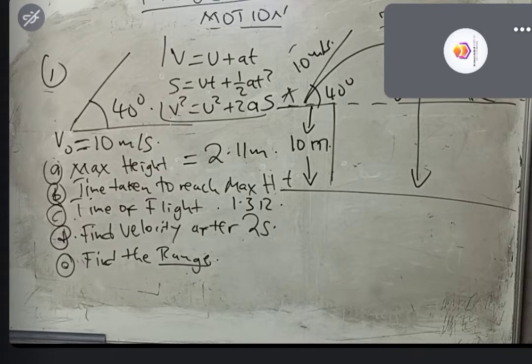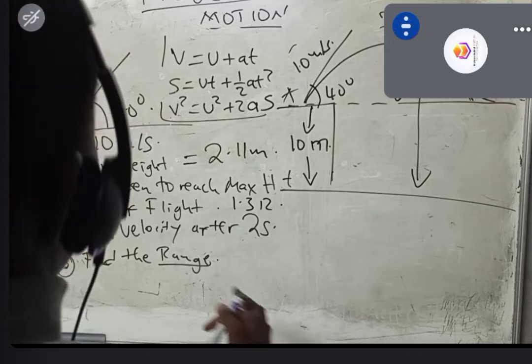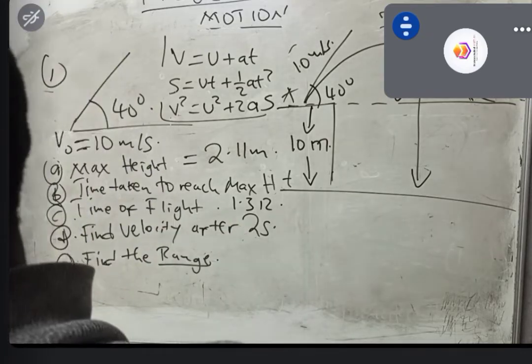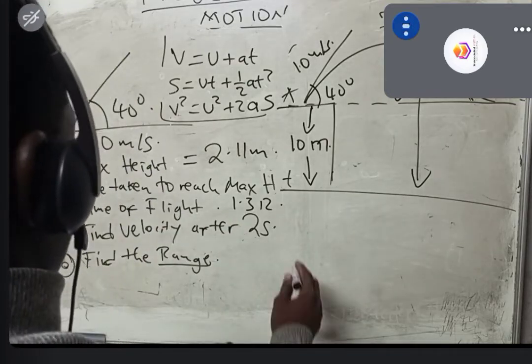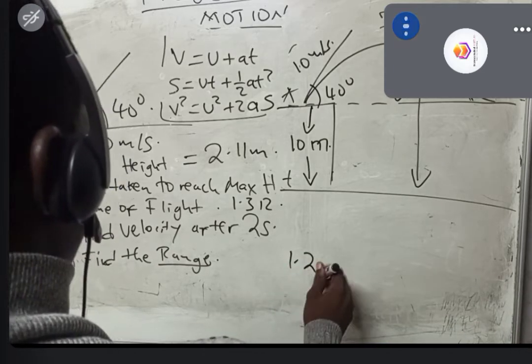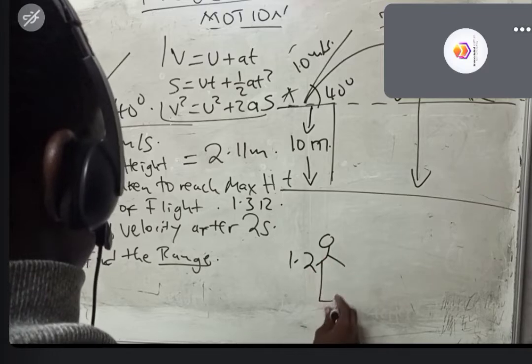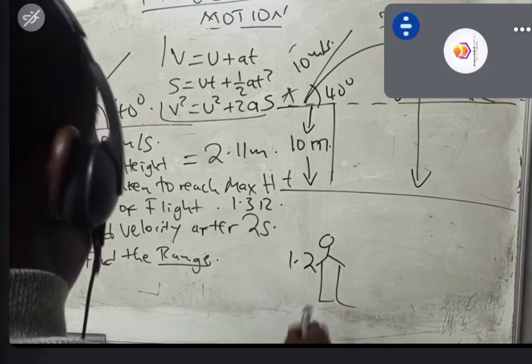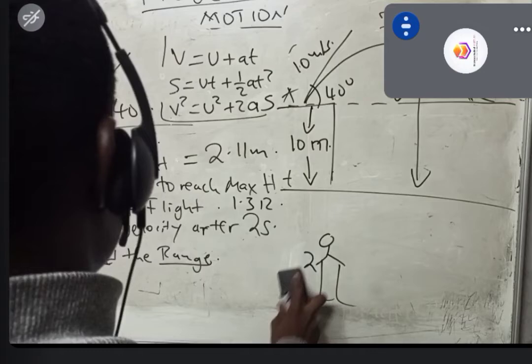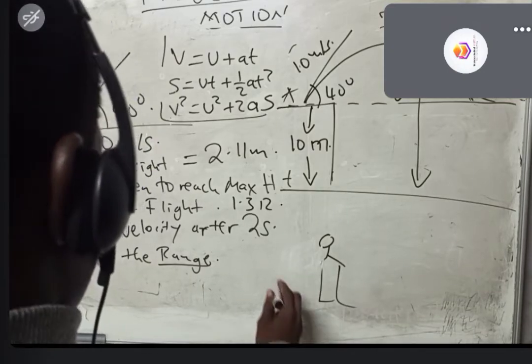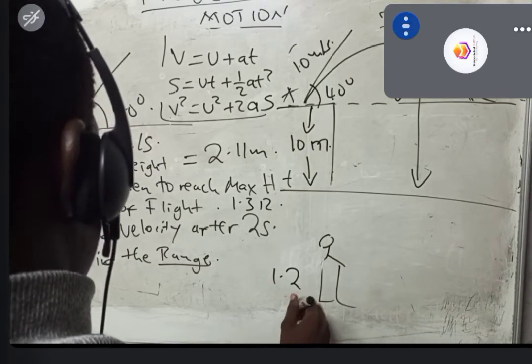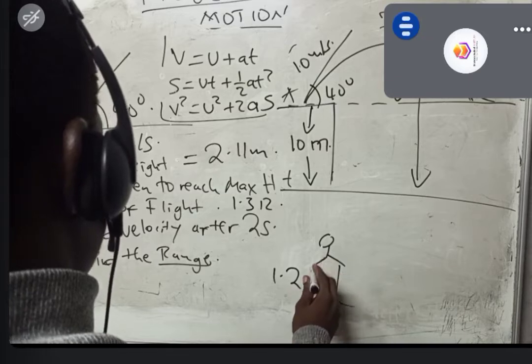Then another case that these lecturers may do, you need to be very smart. Instead of standing on a building, they'll tell you maybe a 1.2 meter person. This person is 1.2 meters. That's the height of this person.